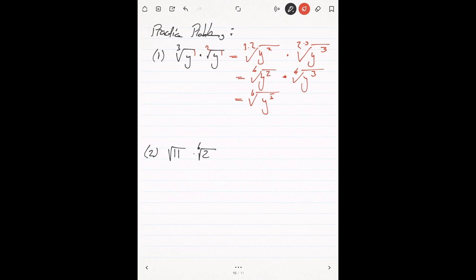Well, going through this problem, we're going to do the same technique as before, and I'm going to take the square root of 11 and multiply it by 6, and I'm going to raise 11 to the sixth power. Then I'm going to take the sixth root of 2 and multiply it by 2, and if I do that, I have to raise 2 to the second power. So we should end up with the 12th root of 11 to the sixth times the 12th root of 2 to the second power, which is 4.